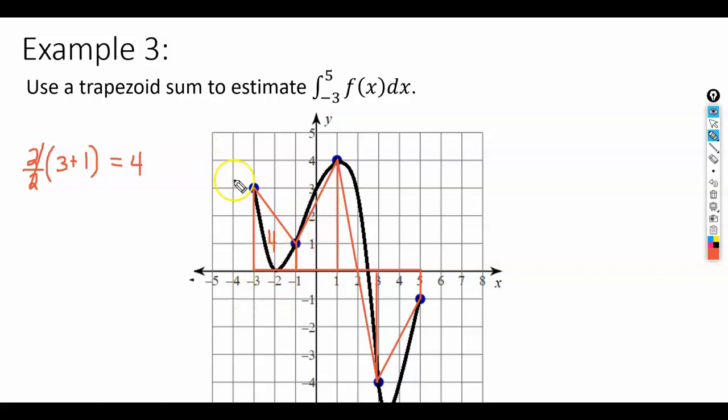And then we're going to do that for the next one also. So the bases are 1 and 4. So 1 plus 4 is my bases. And the height is 2 over 2. Now I think all my trapezoids are going to have 2 over 2 anyway. So that next trapezoid is 5.